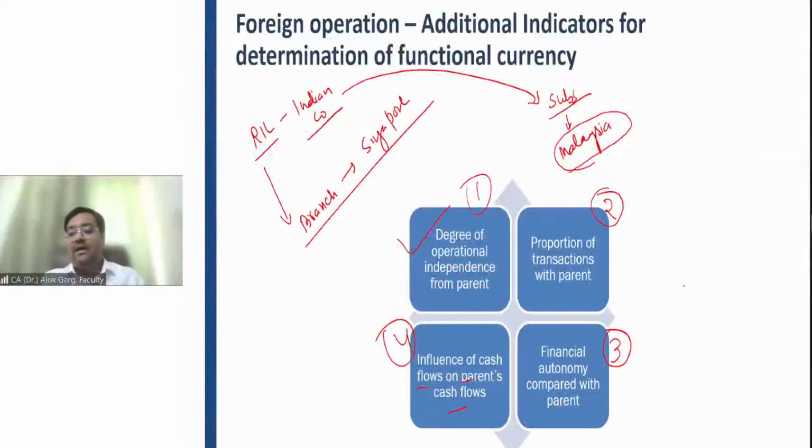Then we discussed the additional factors for foreign operations, where we need to look at whether this foreign operation is independent or considered an extension of the reporting entity. Then we need to look at the proportion of transactions of the foreign operation with the reporting entity. Then whether the cash flow of the foreign operation impacts the cash flow of the reporting entity, and whether the foreign operation is financially independent or not. Meaning, financially it depends on the reporting entity, right?